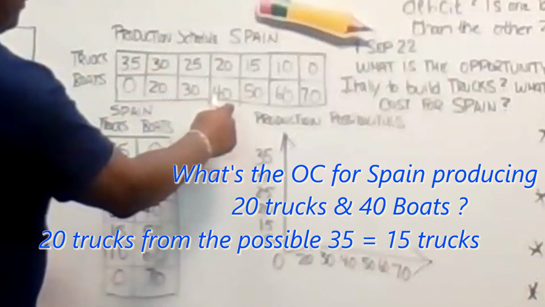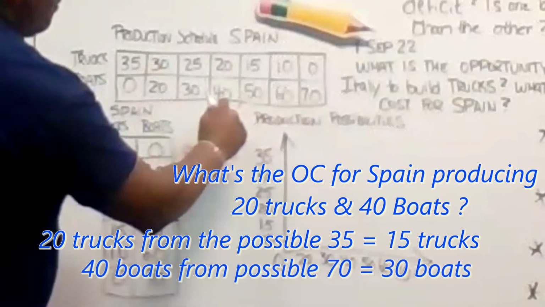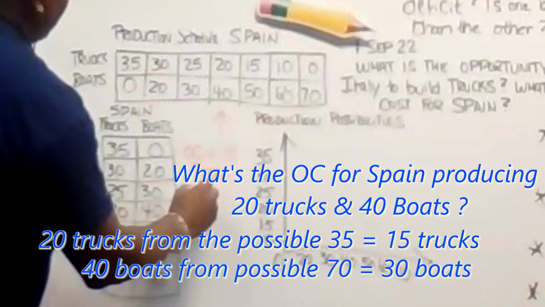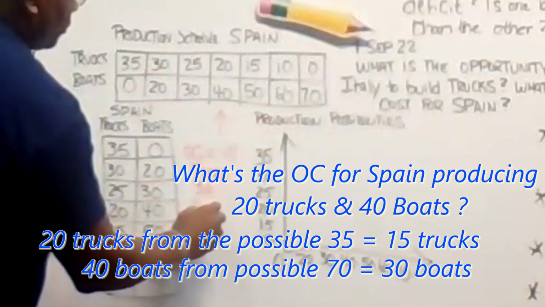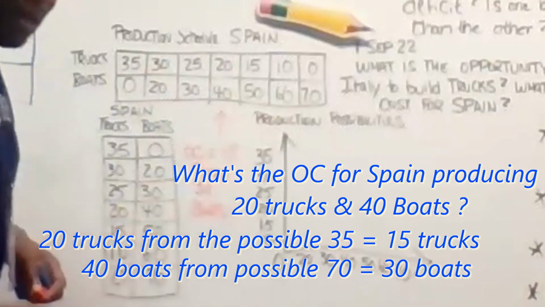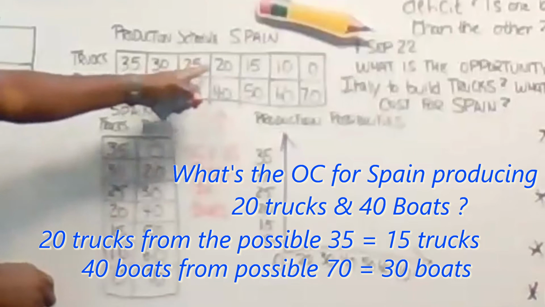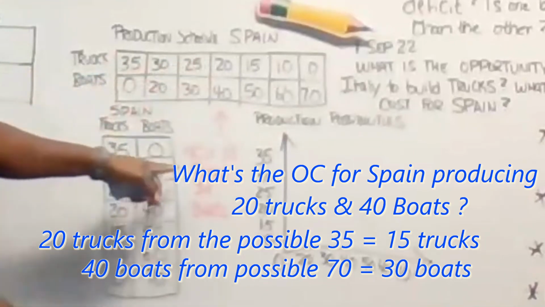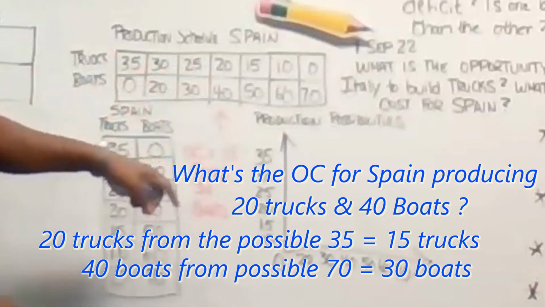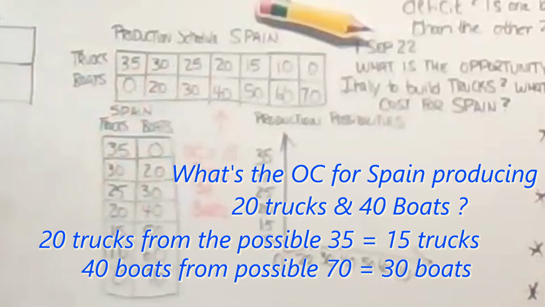I decided to do 40 boats. My max could have been 70. 70 minus 40 would be 30 boats. So my opportunity cost, if I decided to do 20 trucks and 40 boats, would be 15 trucks and 30 boats. Okay. So you're just subtracting what you did do from what you could have done to get your opportunity cost. And there you have it.